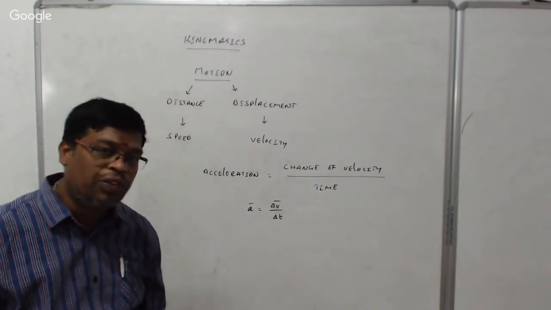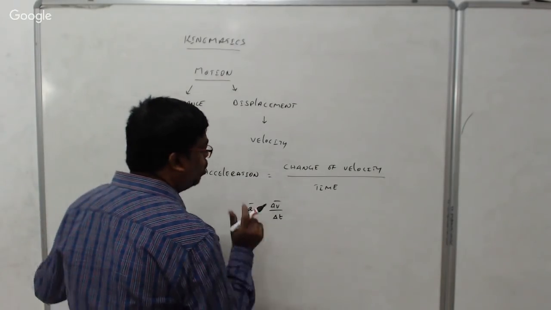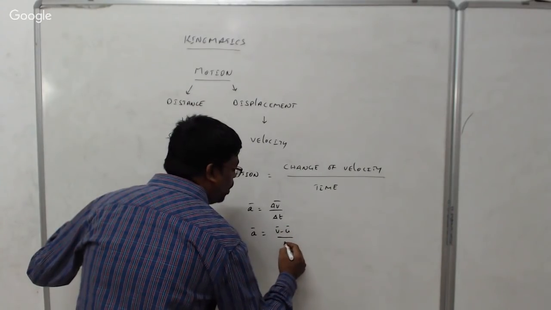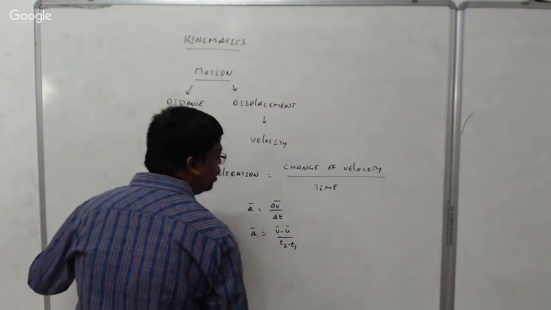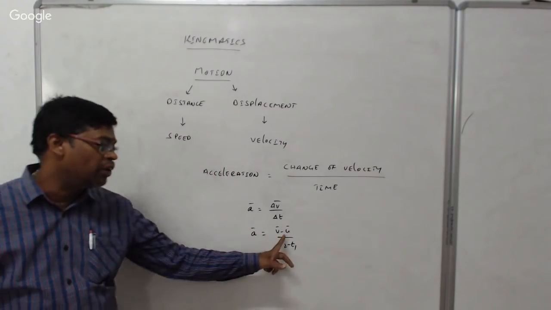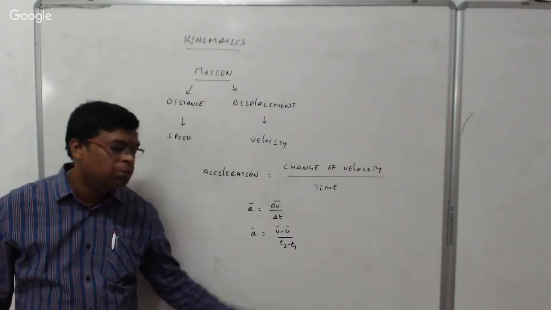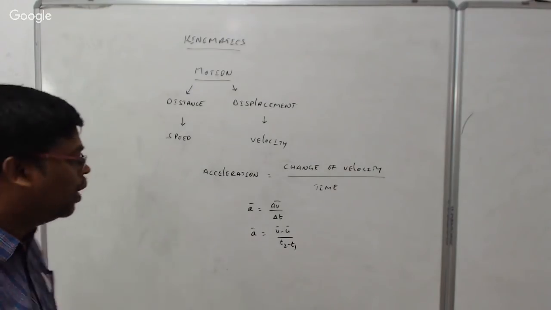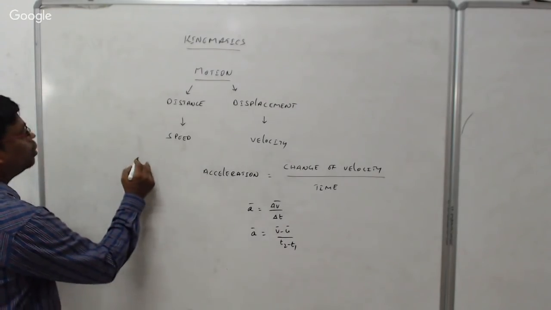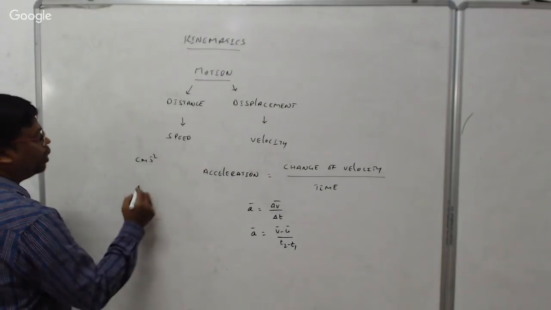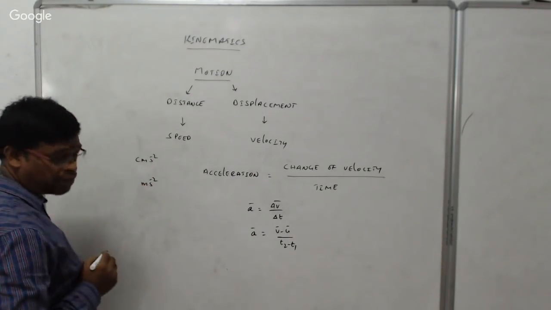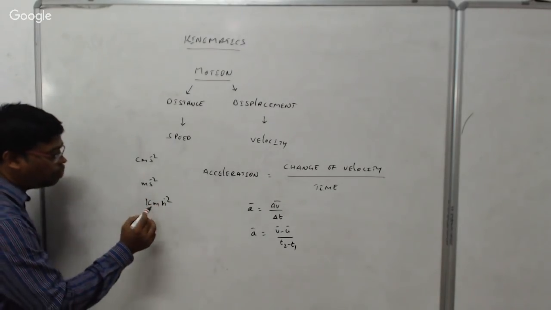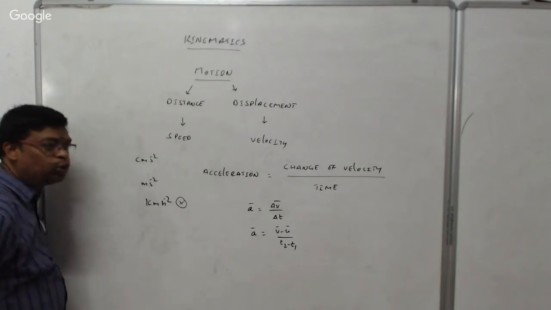Acceleration is a vector physical quantity. This acceleration can also be written as A bar is equal to V bar minus U bar by T2 minus T1. Final velocity minus initial velocity by change in time. Then how is acceleration measured? Acceleration is measured in centimeter per second square, meter per second square, kilometer per hour square. See, generally, kilometer per hour square is not used.